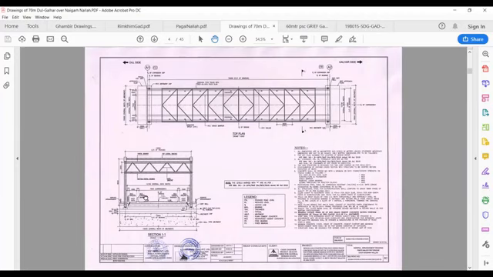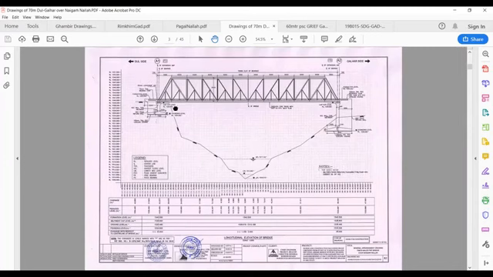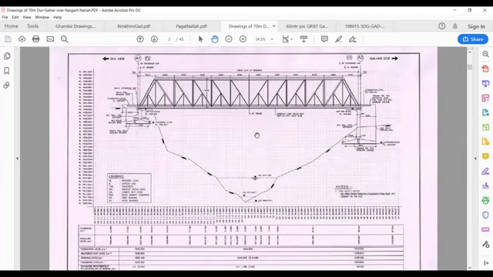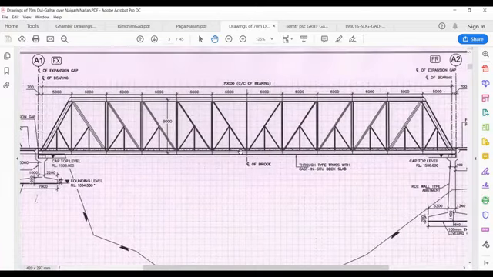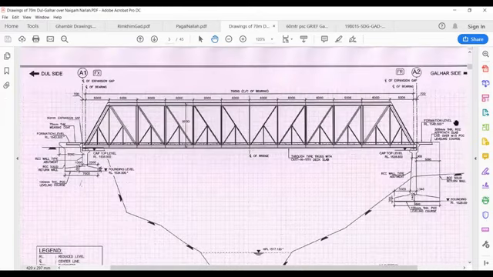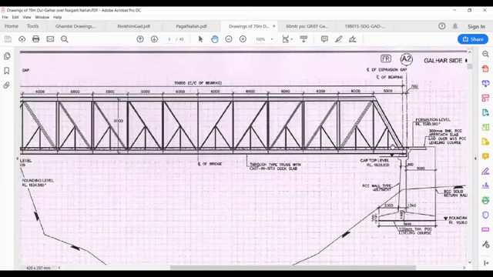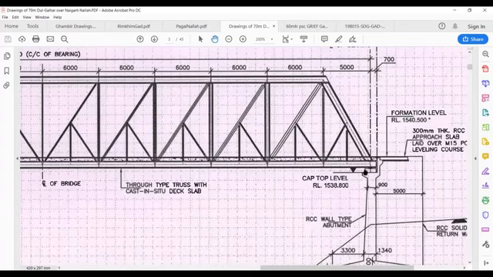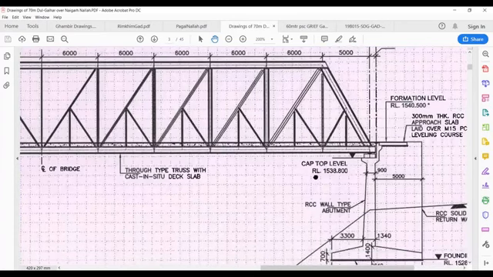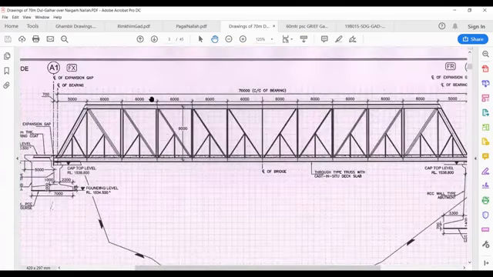Before we come to this picture, I'll explain this a little bit. Whenever you are making a GAD, or looking at a GAD, some things are very crucial and need to be mentioned: formation level, which is also sometimes called FRL, or road top level. Not road top level, but deck level. This is the level of the top of the slab of the bridge. Founding level is the level at which your foundation rests. I already told you what bearing is.